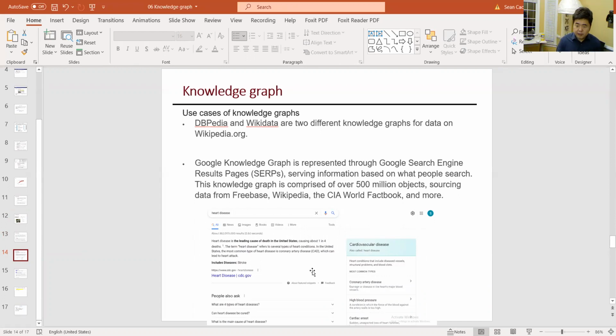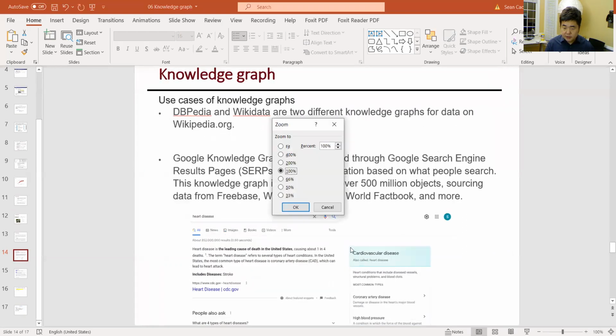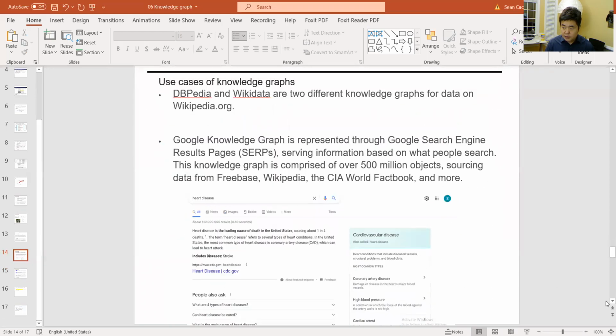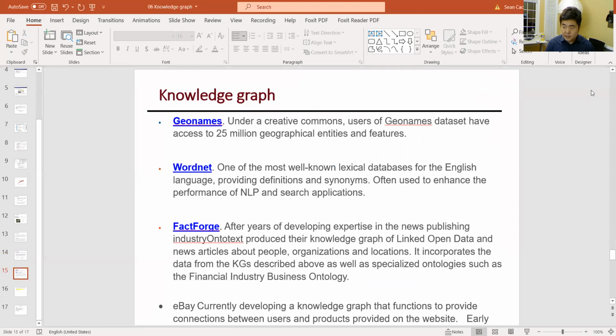I'm sure everyone uses Google. Google has a Google knowledge graph. It's also important. It's represented by the knowledge panel in the search engine results page. This is from sources like Freebase, Wikipedia, and the CIA. Let's see the big picture. That's what is going on here. You can see the picture here. So I gave you guys an example.